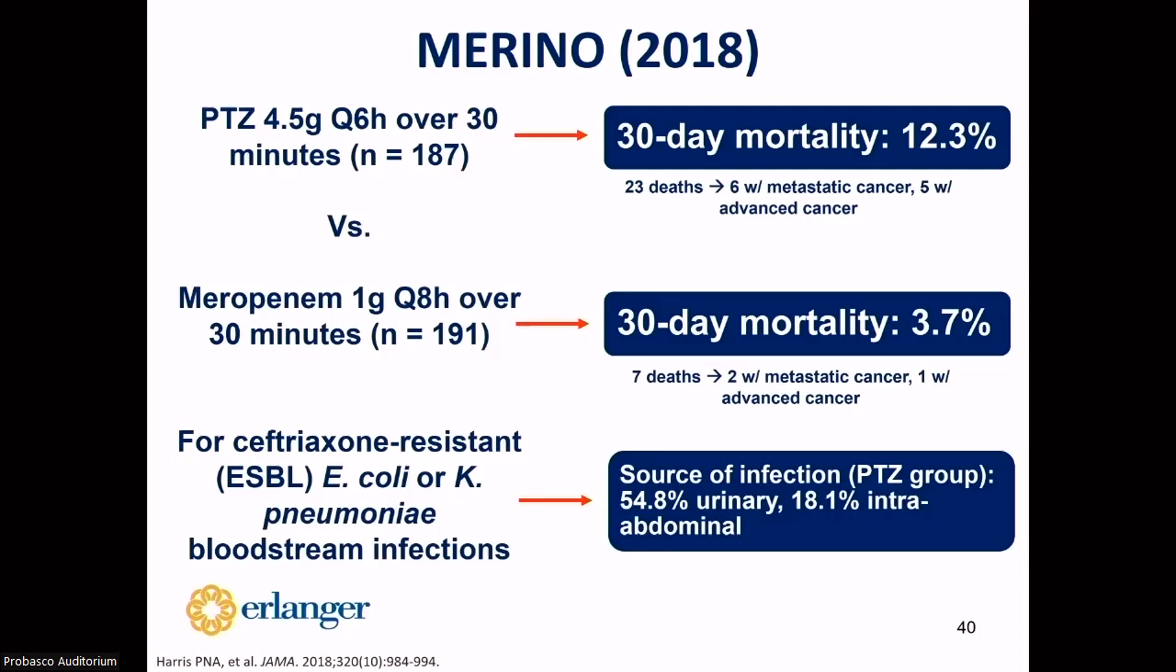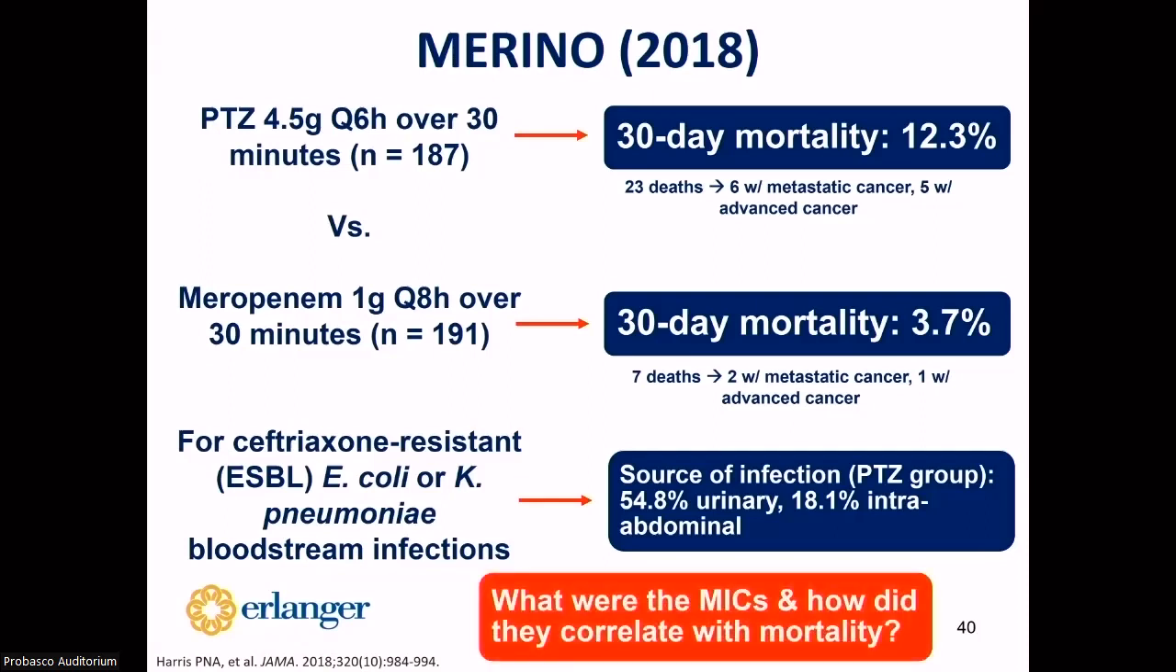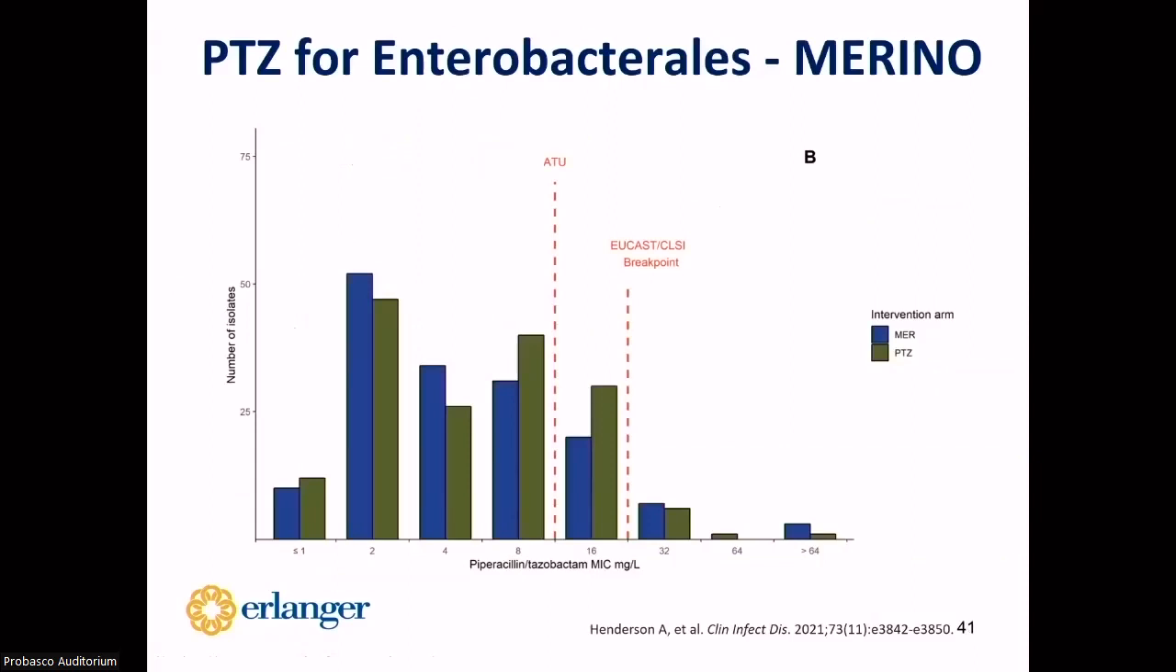So we immediately start to question whether or not the pip/tazo group was predisposed to worse outcomes because of these patients with poor prognoses. But to the theme of this presentation, we want to know what the MICs were of these isolates and how they correlated to mortality. So there was a post-hoc analysis published in 2021 by Henderson and colleagues that looked at these things.